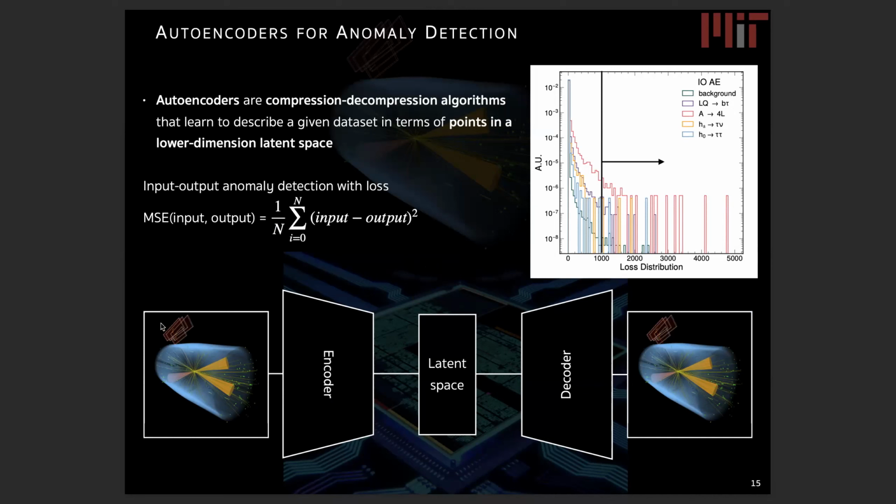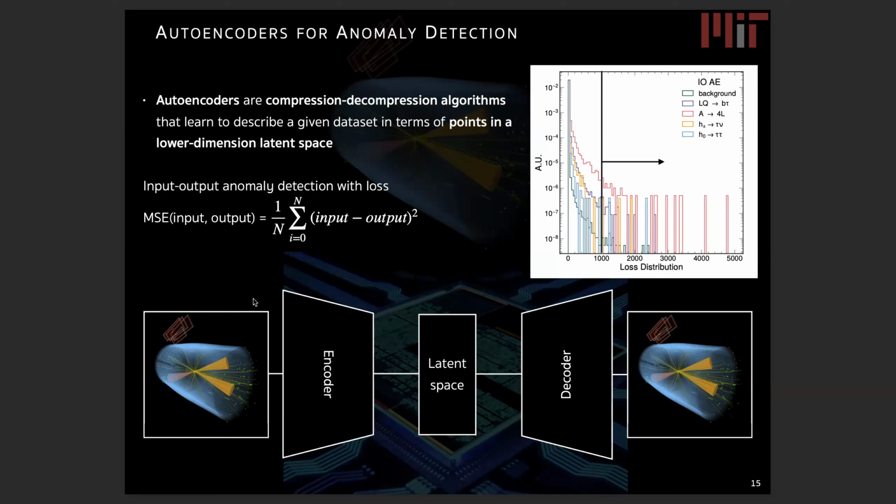You have some input. So this is, as I showed you, the typical event happening at the Large Hadron Collider in the experiments. And then you encode it using some encoder machine learning model into the latent space, which is typically smaller in dimensionality than the input. So you kind of lose some information, and then you pass this encoding through the decoder, and you decode it into something that should look similar to the input. And you can train this autoencoder algorithm to learn how to encode and decode the input.